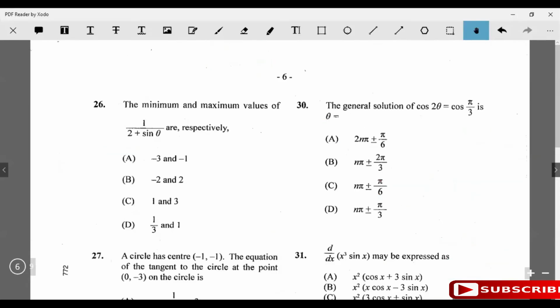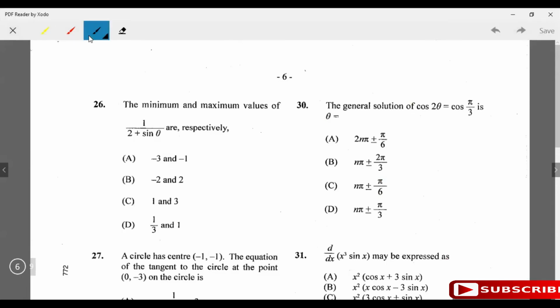That's question 25. Question 26. Question 26 asks us for the maximum and the minimum value of this function. In order to find the maximum and the minimum value of this function, I always like to start with the inequality. This is the inequality I like to start with. Sine of theta must be between 1 and -1. This is a given.